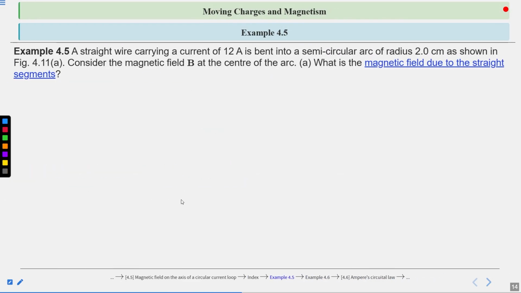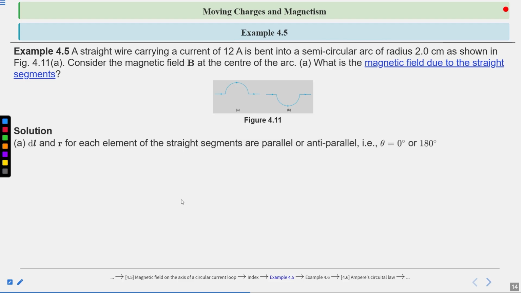Now example 4.5. A straight wire carrying current of 12 ampere is bent into a semicircular arc of radius 2 centimeter, as shown in figure 4.11a. Consider the magnetic field B at the center of the arc. What is the magnetic field due to the straight segments? So this is figure 4.11. We have to find the magnetic field due to the straight segments in the figure 4.11a part.